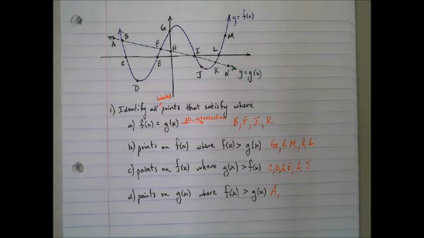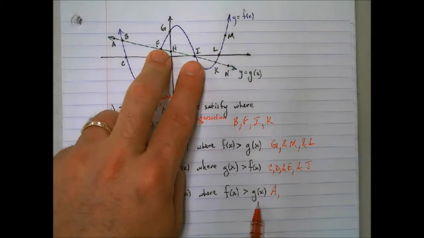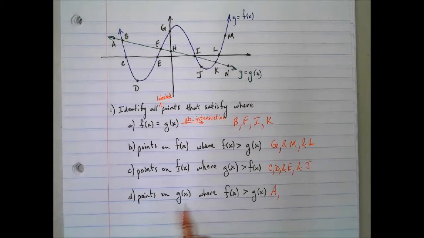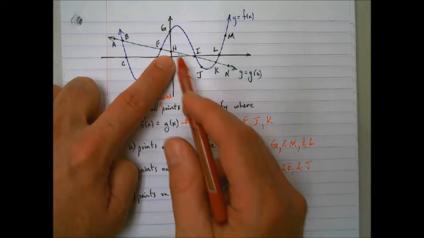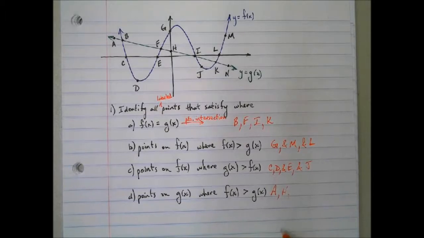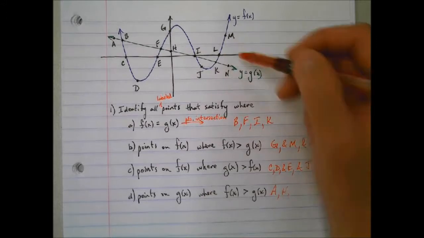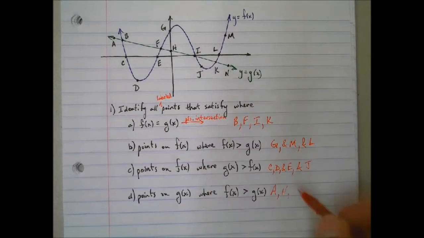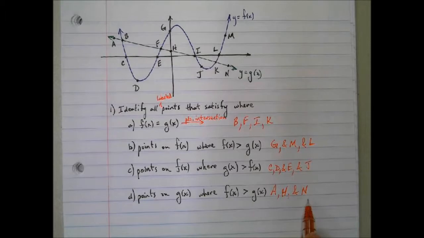Any other place where f is above g of x? Yes, here in the middle between f and I. Are there any points on g where f is above g of x? So yes, h. And any other place where f is above g of x? Yes, out here to the right, f is above g of x. Are there any points on g of x where that's happening? Yes, at n. So a, h, and n.